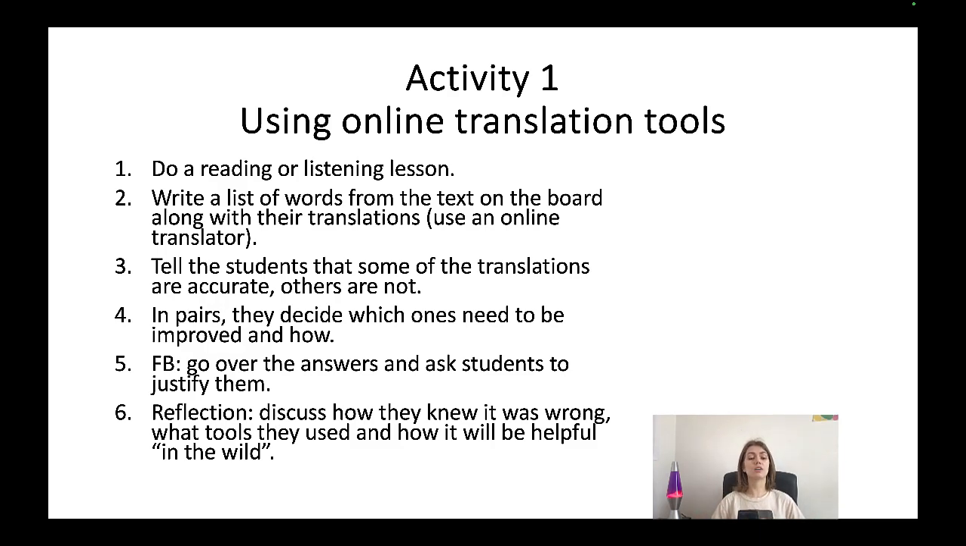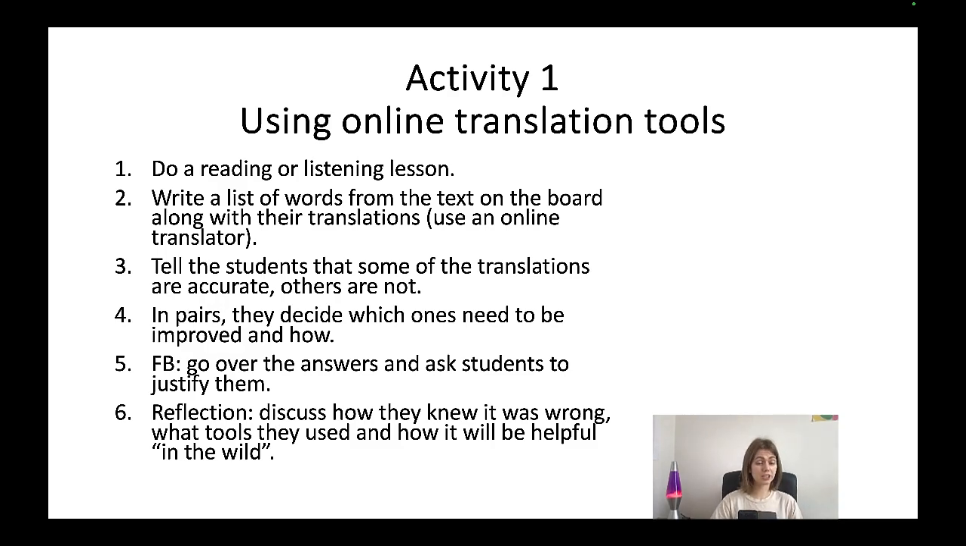And also thinking how that could be useful when they're not in the classroom. So if they read a text on their own, or if they see a word they don't know and they want to check what it means, but they're not quite happy with the translation because it still makes little sense. So kind of bridging that knowledge with the real life application of it. Right, so that's it. That's the activity.